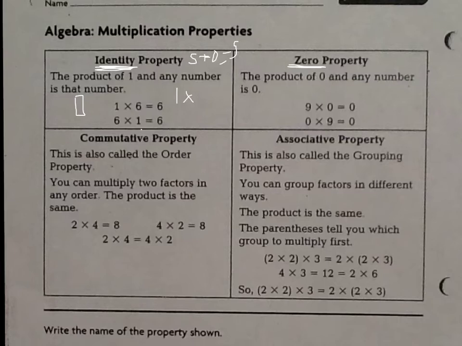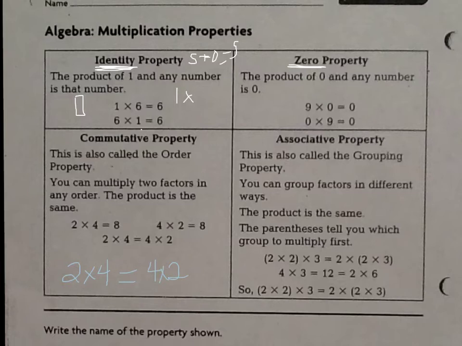Then we're going to move to the commutative and associative. Those are just like the addition properties. The commutative property says that if you multiply a number, like 2 times 4, it's going to equal the same thing turned backwards, 4 times 2. So basically it's our fact families. You can change the order and your answer is going to be the same. Commutative property for multiplication and addition are the exact same thing.